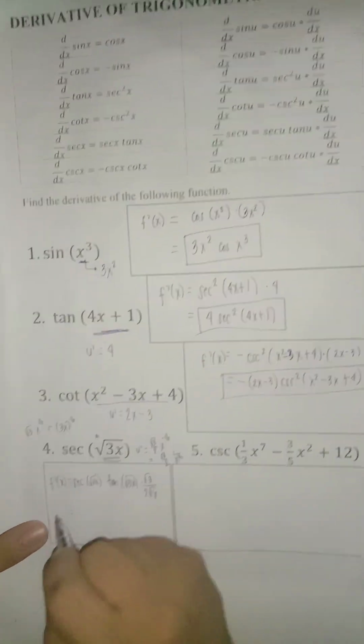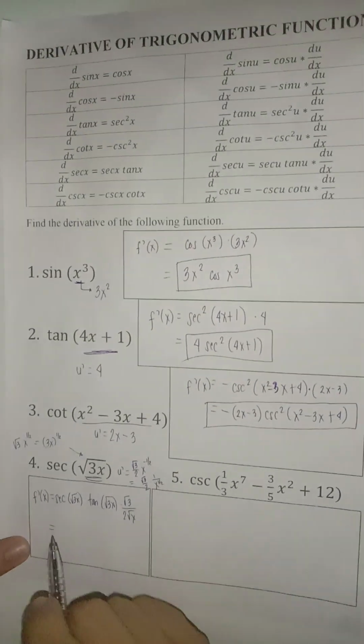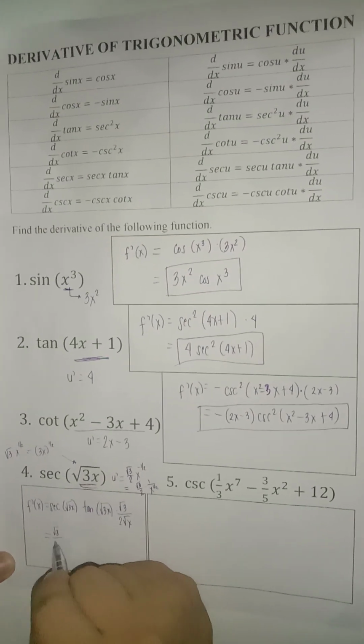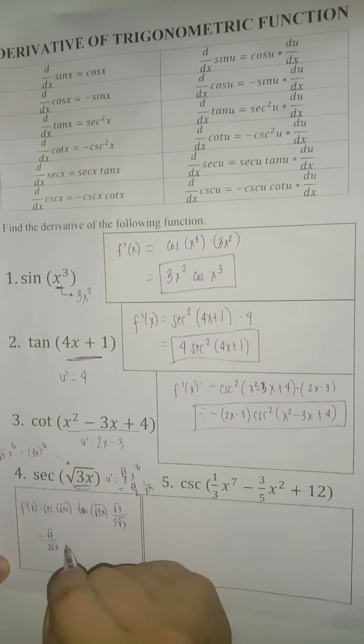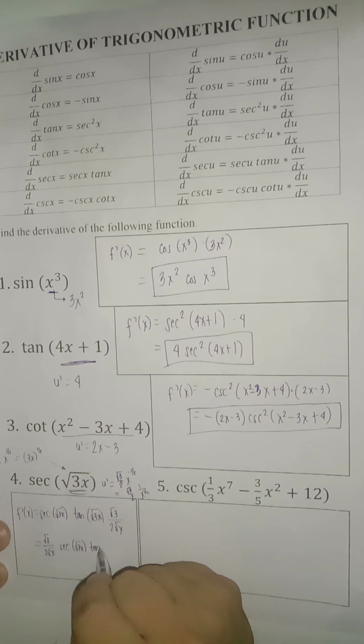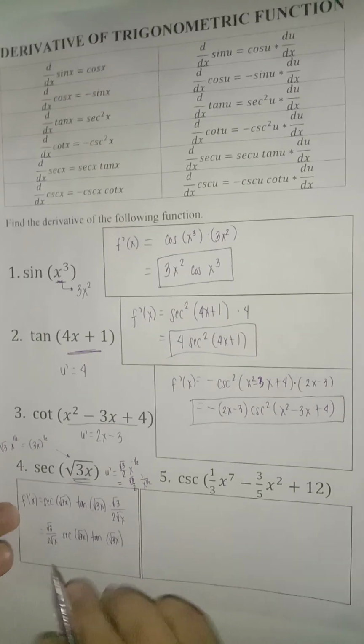And then we will simplify. So ilalagay lang natin sa harap. So we will get square root of 3 over 2 square root of x. Secant, square root of 3x tangent square root of 3x. Is this a final answer?